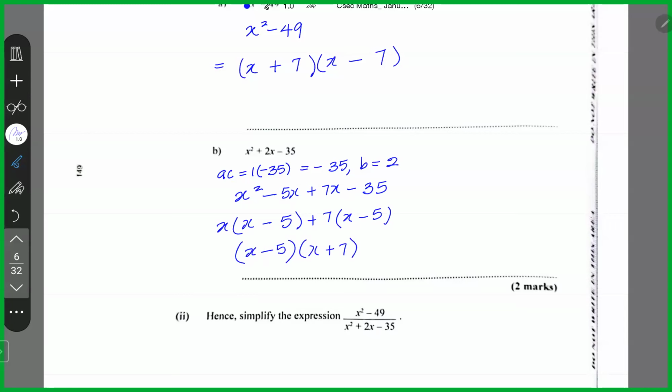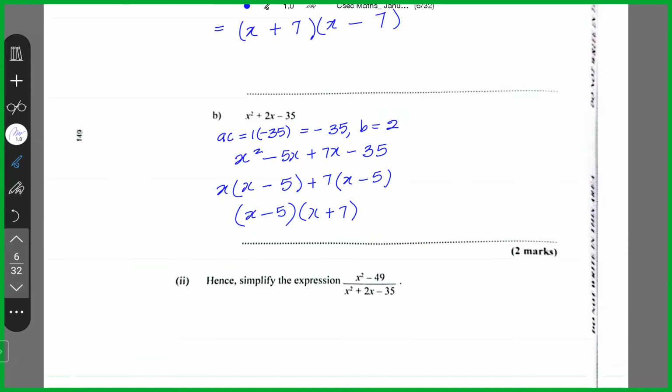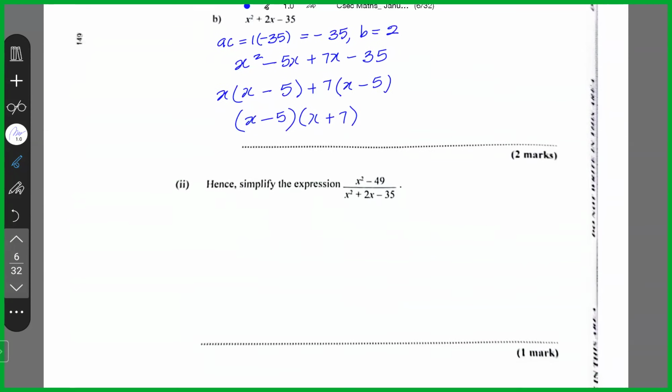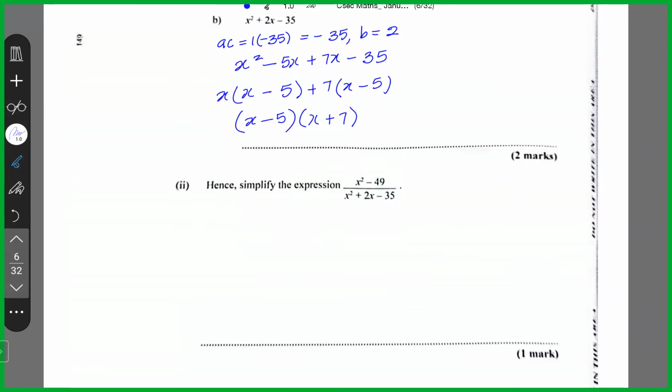Part II is asking, hence, simplify the expression, the fraction x squared minus 49 over x squared plus 2x minus 35. I would have told you before, to simplify an expression like this, what you'd have to do is to factorize the numerator, which we have done already. This is x minus 7 multiplied by x plus 7. That's the numerator. And you must factorize the denominator, which again we have also done.